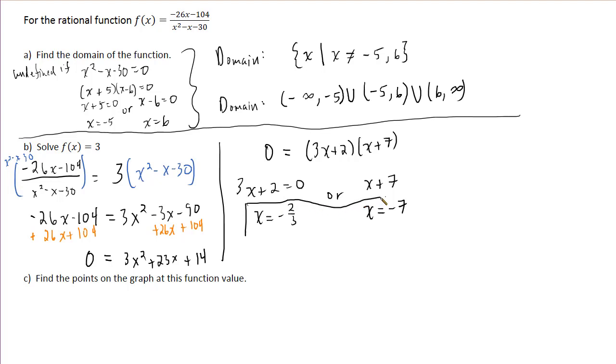And both those values are okay. Neither of them are restricted from the domain. So it appears we have two solutions: x equals negative 2/3, x equals negative 7.